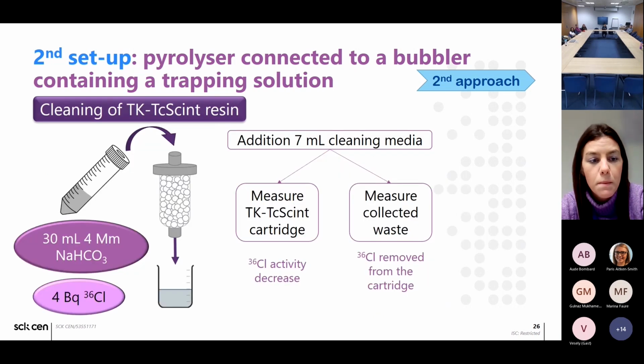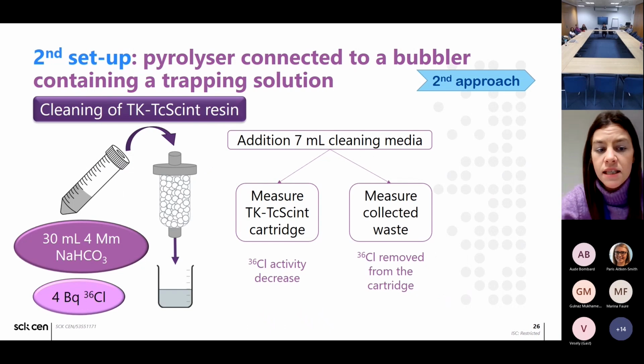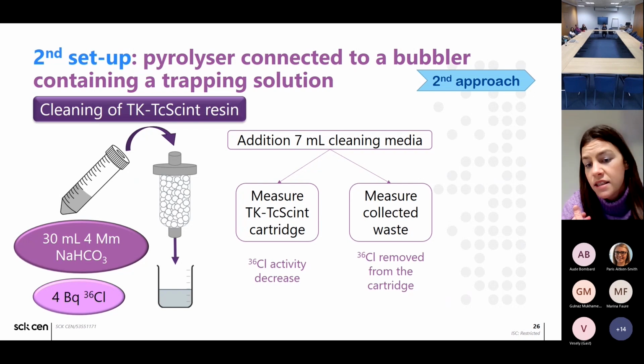However, we couldn't see any significant differences between the surface loaded with sodium carbonate and the one with sodium hydrogen carbonate. So then we wanted to see if it was possible to clean the PR resin from the chlorine-36 retained on it. For this purpose, we added fractions of 7 milliliters, and after each addition, we measured the PR resin cartridge in order to see if the activity of chlorine-36 was decreasing. And just to check, we also measured the collected waste in order to see that the decrease of the activity agreed with the value of the chlorine measured on the collected waste.